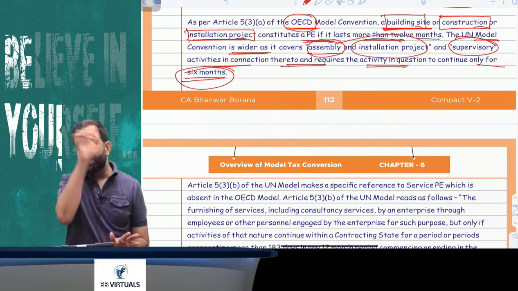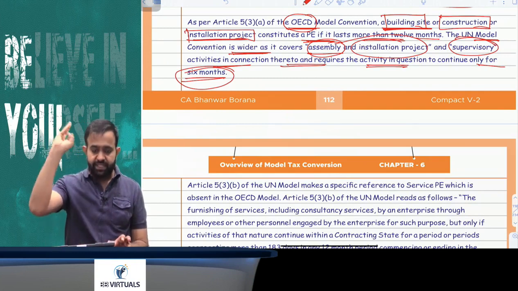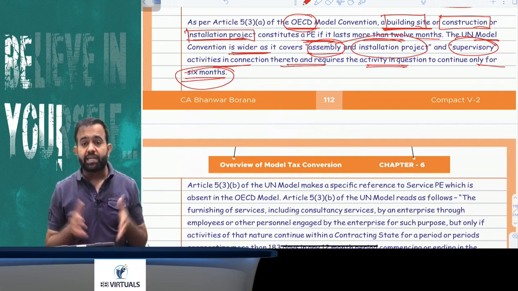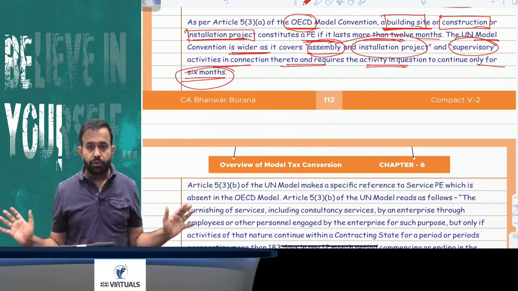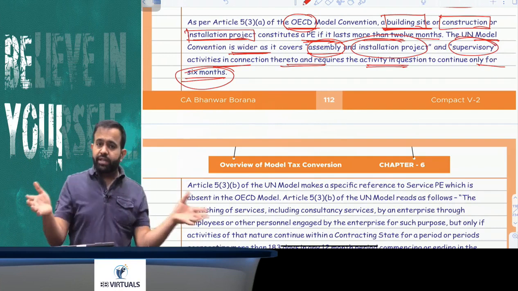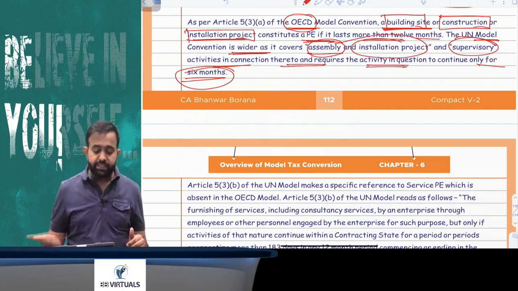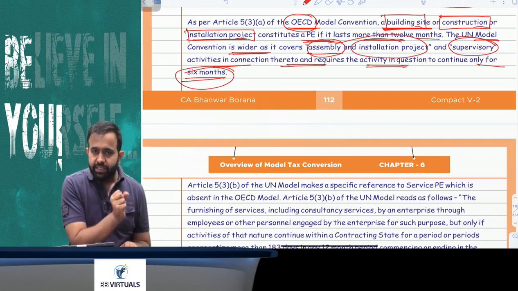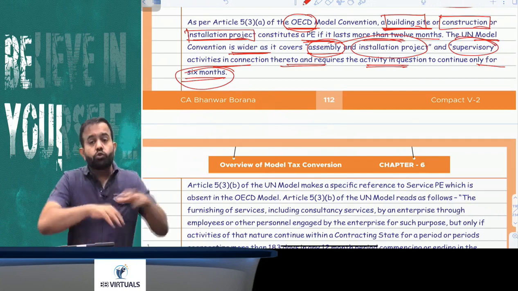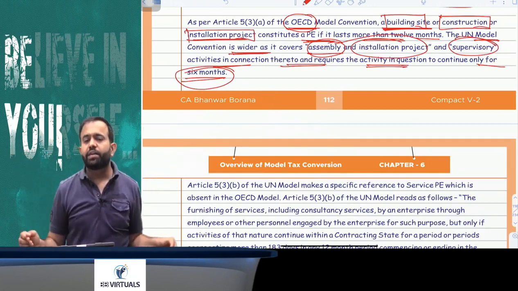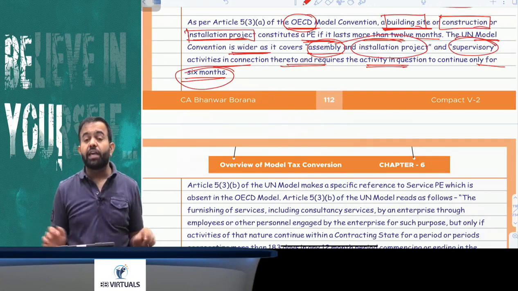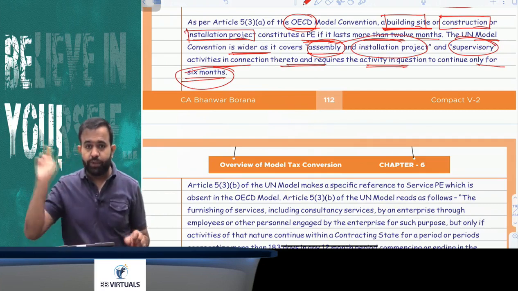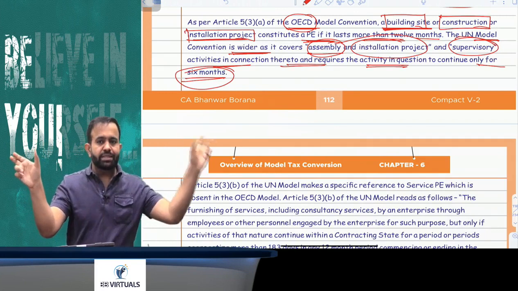Here the OECD model says that a building site, construction site or installation project will be treated as a PE if the activity there is for 12 months or more. But in the UN model, this is wider in terms. Along with building site, construction and installation project, if there is assembly activity or any supervisory activity related to that, it will also constitute a PE if it is for 6 months or more. So there is one difference between OECD and UN: OECD 12 months, UN 6 months.